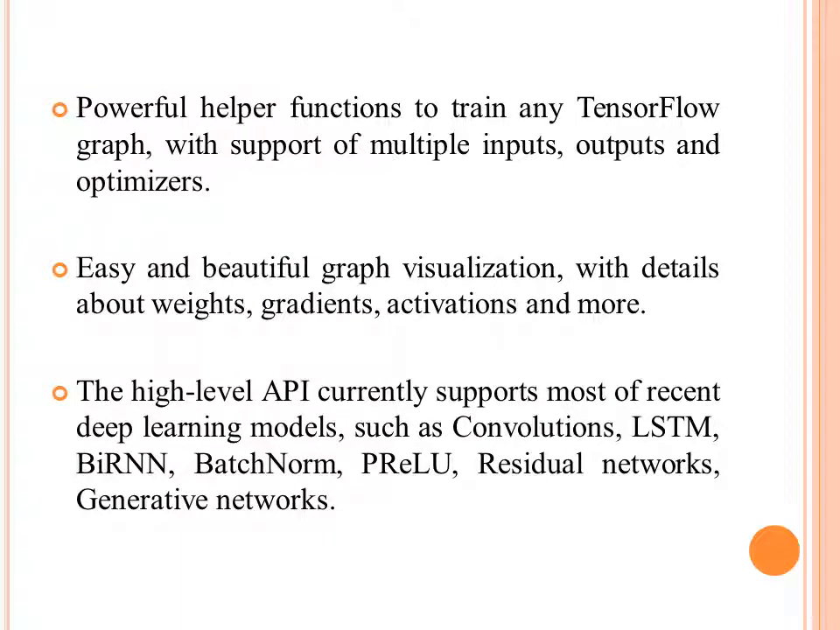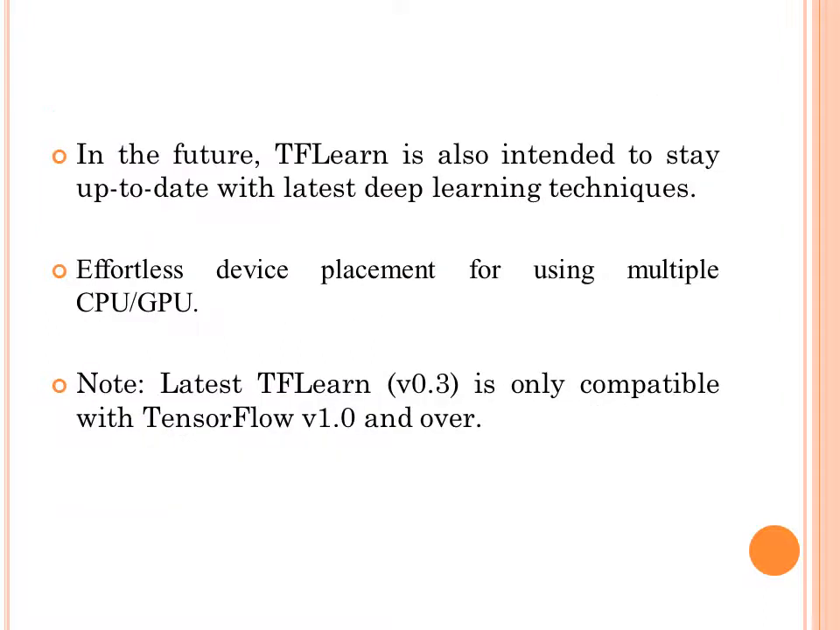Powerful helper functions to train any TensorFlow graph, with support for multiple inputs, outputs, and optimizers, are there in TFLearn. It has easy and beautiful graph visualization with details about weights, gradients, and activation functions. The high-level API currently supports most of the recent deep learning models, such as convolutions, LSTM, BRNN, BatchNorm, PReLU, residual networks, and generative networks. In the future, TFLearn is also intended to stay up to date with the latest deep learning techniques.